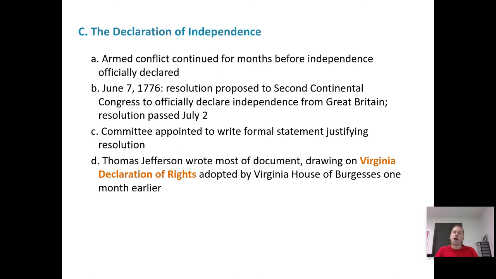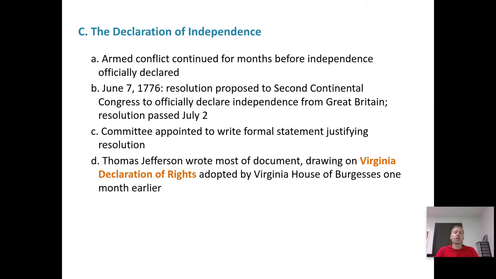So the job was given to a younger, redheaded, lanky guy from Virginia by the name of Thomas Jefferson. And he spent a couple weeks writing this document. He drew upon the ideas for the document from the Virginia Declaration of Rights, which was adopted by the Virginia House of Burgesses in the spring of 1776.